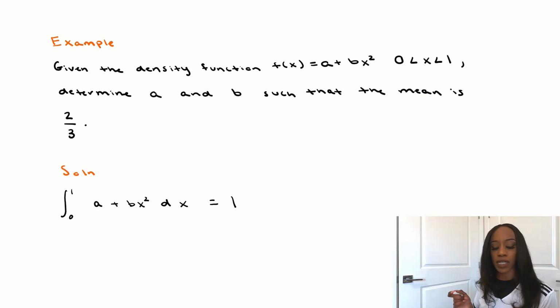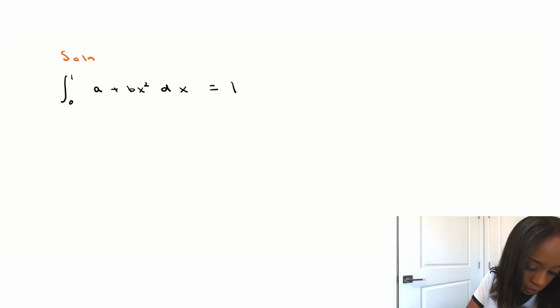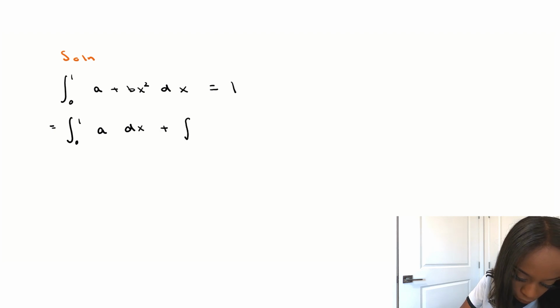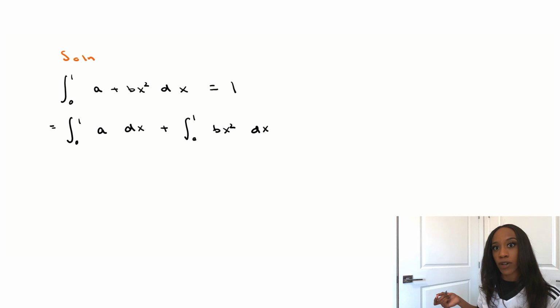So there's a couple of things I want to do before we actually start to integrate. The first thing is I want to give each of these terms their own integral. So that's going to be the integral from 0 to 1 of a with respect to x plus the integral from 0 to 1 of bx squared with respect to x. Now keep in mind, because we're integrating with respect to x, a and b serve as constants here.